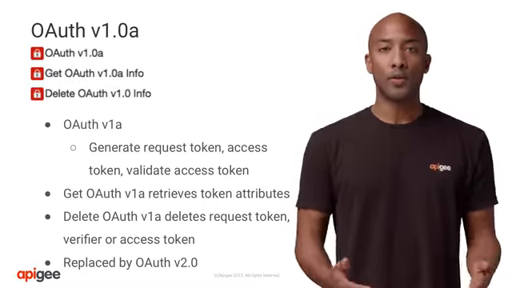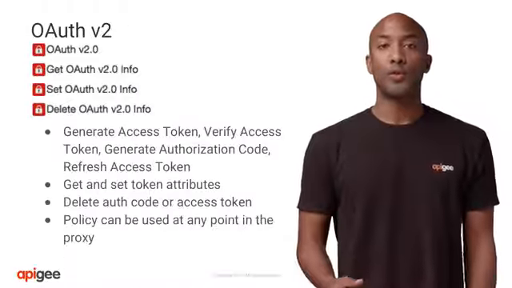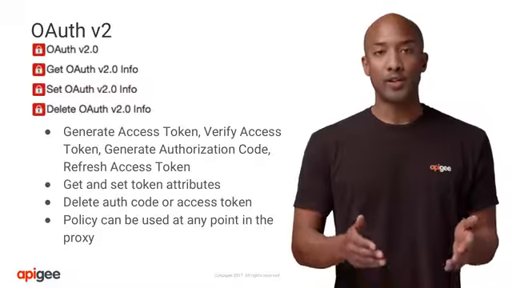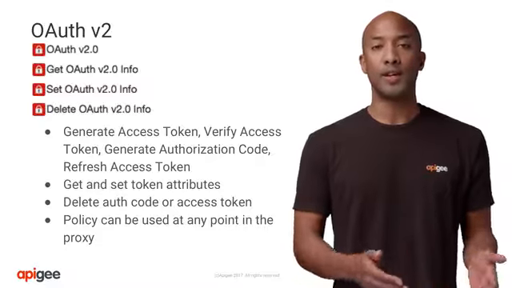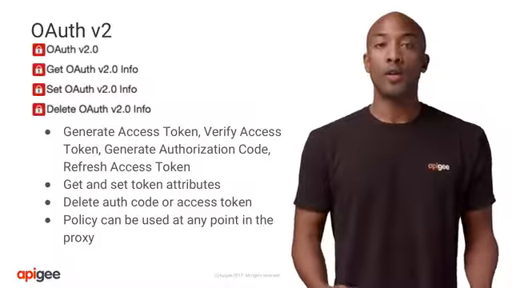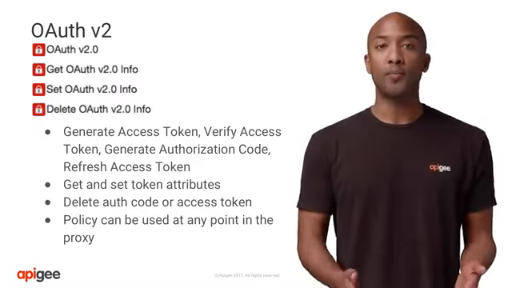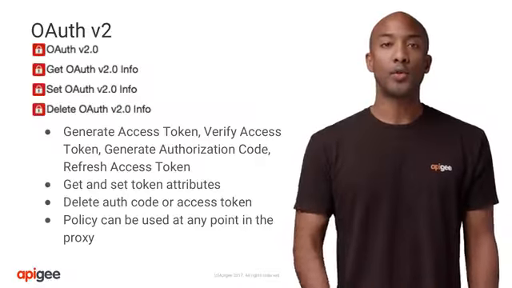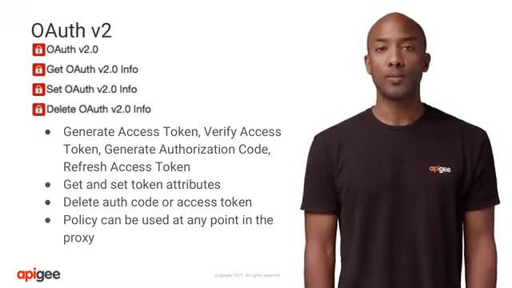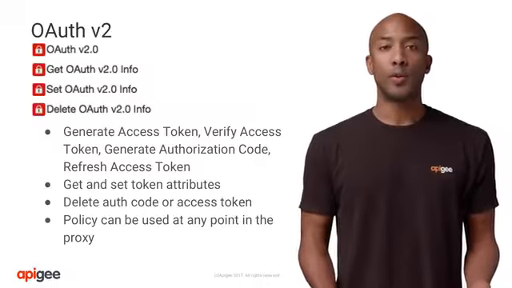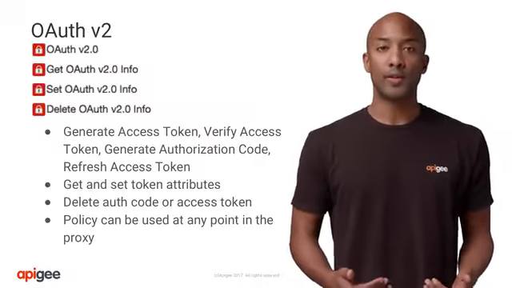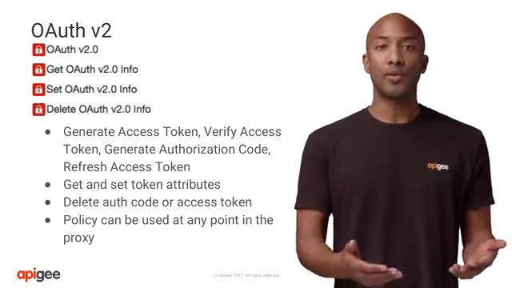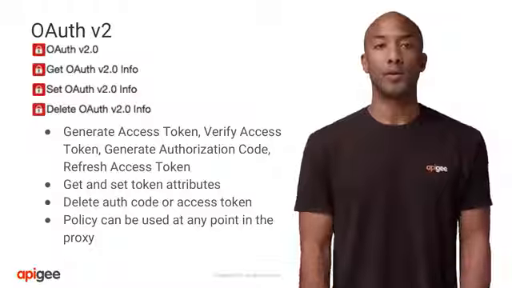Let's discuss OAuth version 2 next. OAuth version 2 differs from version 1a in that it consists of grant types, and each grant type handles a separate use case and client type. The OAuth v2 policy can generate and verify access tokens, generate authorization codes, and generate refresh access tokens. The get OAuth v2 info policy retrieves the attributes of access tokens, refresh tokens, authorization codes, and client app attributes, and stores this data into flow variables.